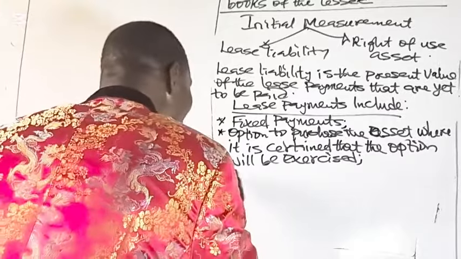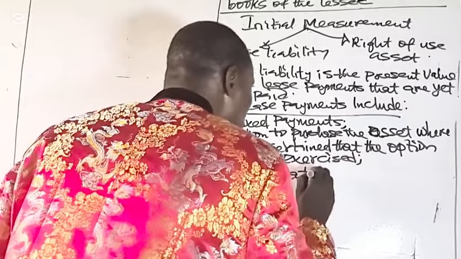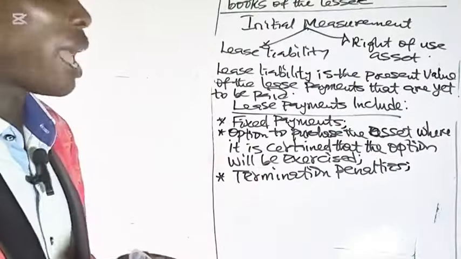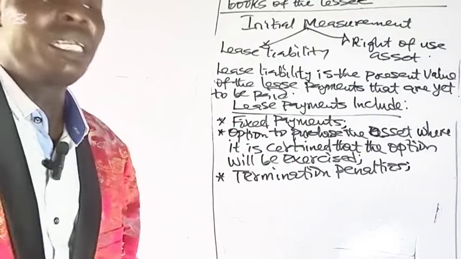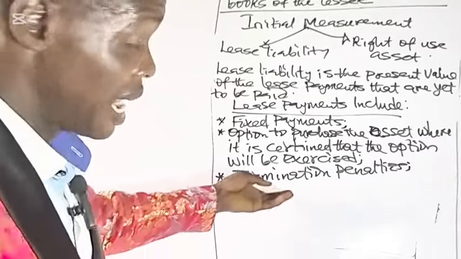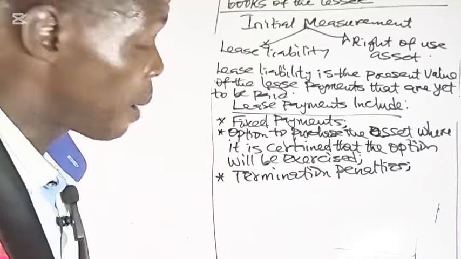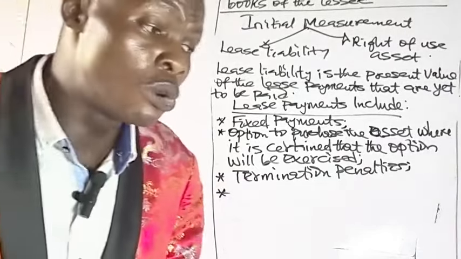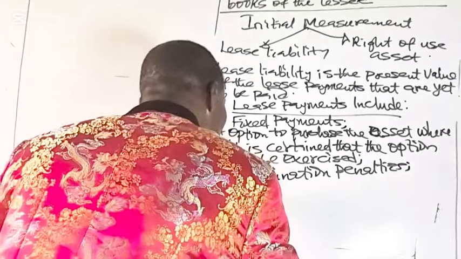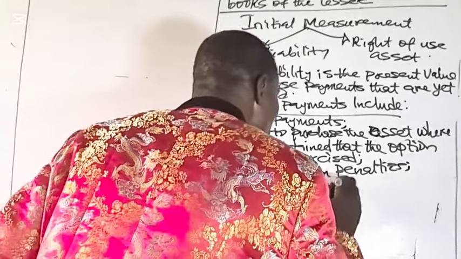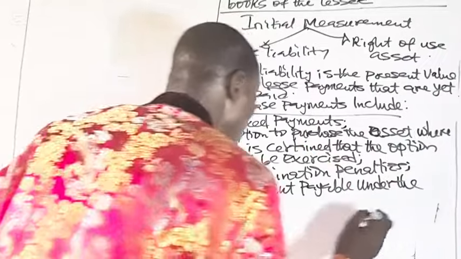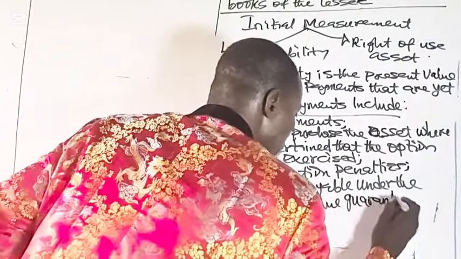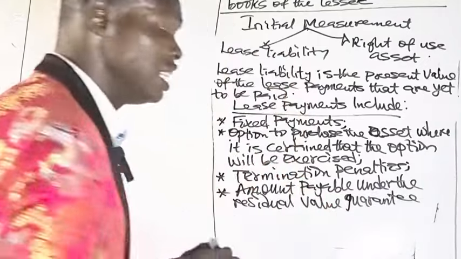Number 3, we have termination penalties. Where the lessee will suffer some penalty for breach of the lease agreement, the penalty payable by the lessee will form part of the lease payments. Number 4, we may also have the amount payable under the residual value guarantee. So these are the lease payments.